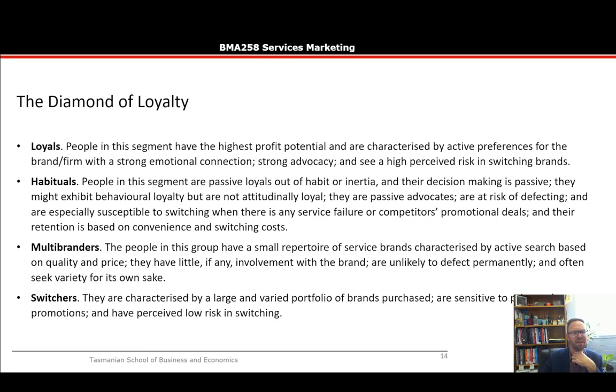They're especially susceptible to switching when there is any service failure or competitors' promotional deals, because it's a habit, and if anything breaks that habit, then you're at risk of losing them. And their retention is based on convenience and switching costs. And typically, we used to say build barriers into switching costs for these customers, because you want to make it difficult for them to switch and leave to somewhere else. But really, what you want to do is move them into the loyals now.